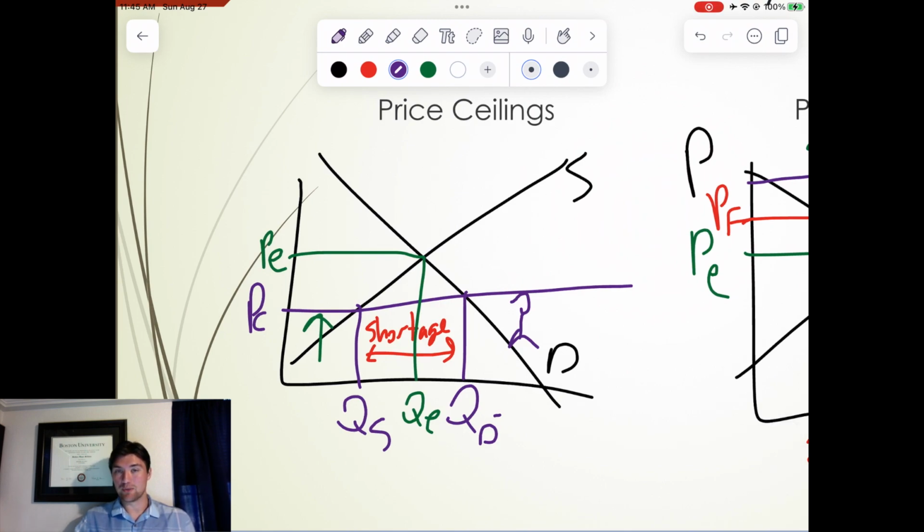But what's going to happen? Well, at lower prices, you're going to have nobody wanting to supply. So we need to increase the price back to as close to equilibrium as possible.